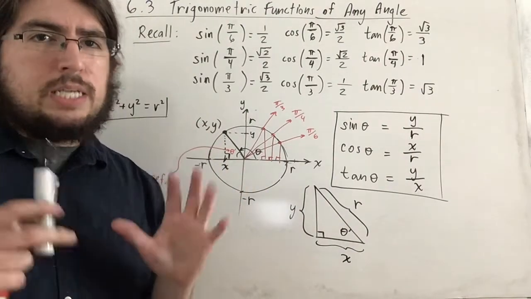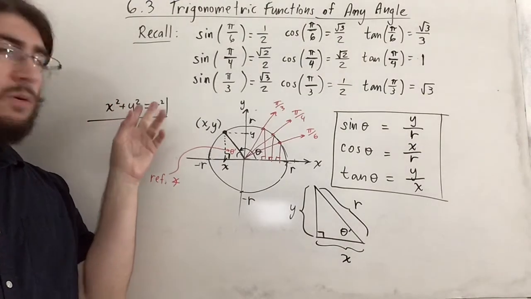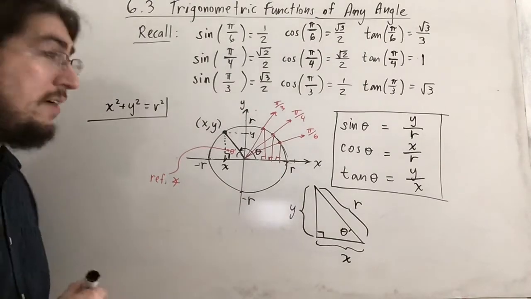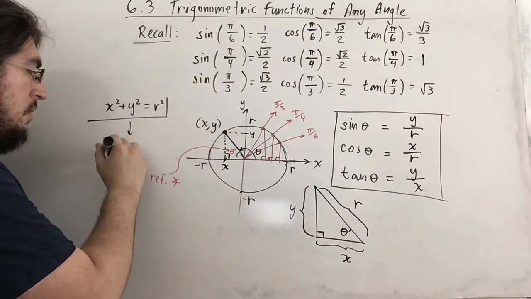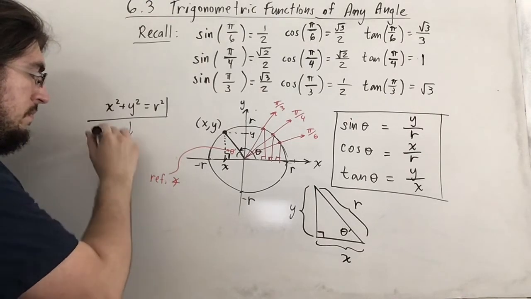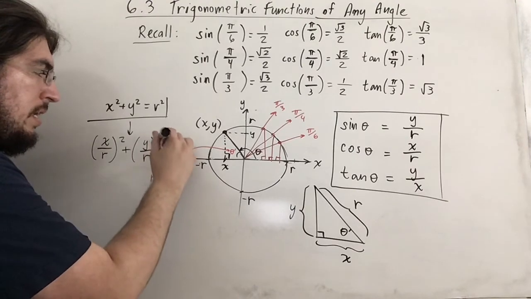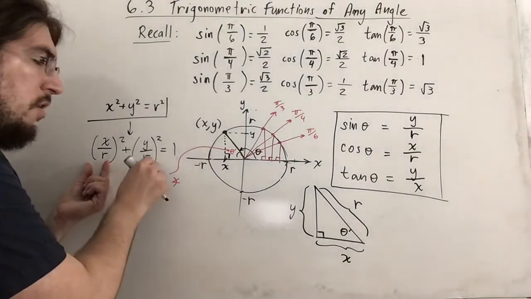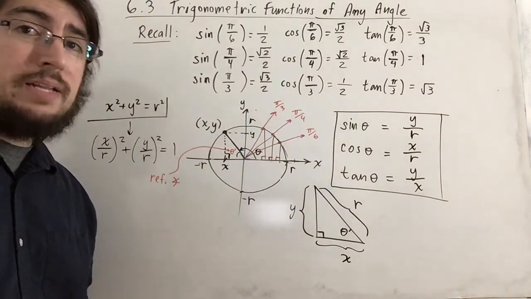The last thing I wanted to say before we move on, though, is recall this. This is x squared plus y squared is equal to r squared. Well, it's kind of cool. If you divide everything by r squared, you get this. X squared over r squared plus y squared over r squared, which I'm writing like this, equals r squared over r squared, which is 1. And what do you notice about x over r and y over r? They are exactly cosine and sine, respectively.